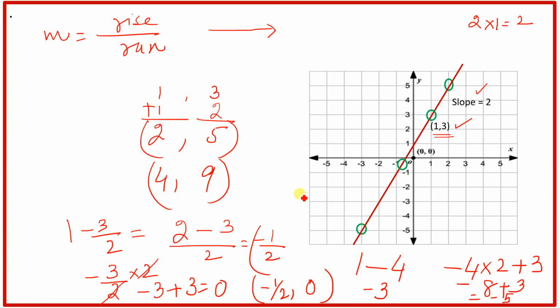This is a very important point. If you know the one solution set and the slope, you can find out the other points on the line as well, right? Practice it, but if still any point is not clear, you can ask me.